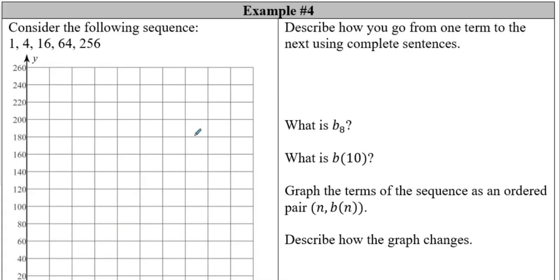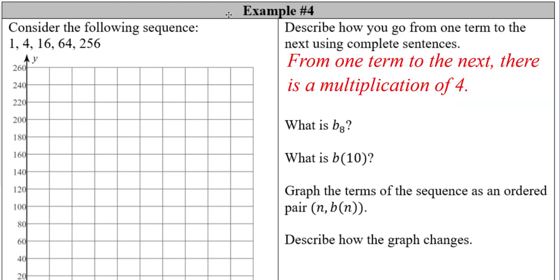All right, our next example wants us to consider the following sequence: 1, 4, 16, 64, and 256. What does it look like we are doing from one term to the next? It looks like we are multiplying by 4. So how would we describe this? From one term to the next, there is a multiplication of 4, or you could say we are multiplying by 4.